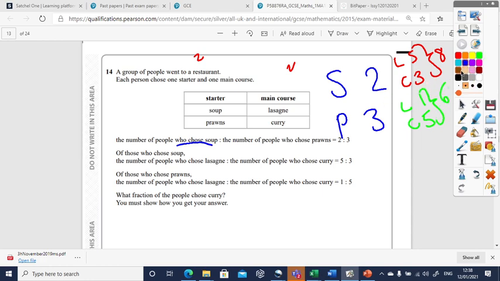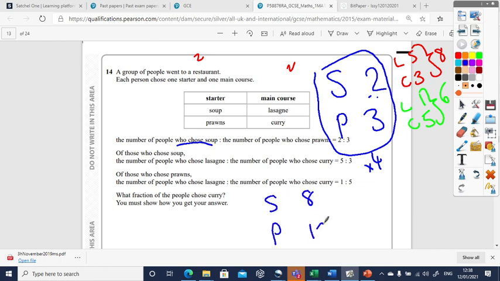So you want to think of my original numbers of 2 to 3. Can I make that an equivalent ratio that's going to have multiples of the 8 for soup and the 6 for prawns? Now, what I'm actually going to do is I'm going to times this by a multiple of 4. Yeah, because again, remember these are still equivalent ratios, so I'm not really changing anything. So that means for soup to prawns, I'm going to get 8 to 12.